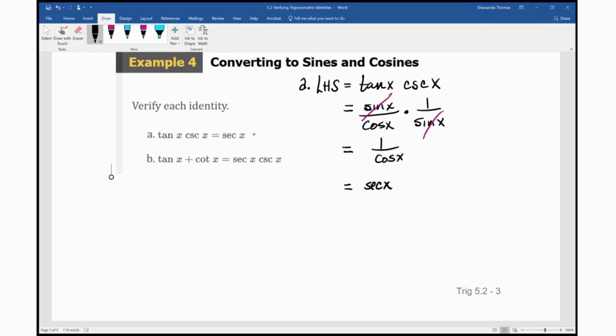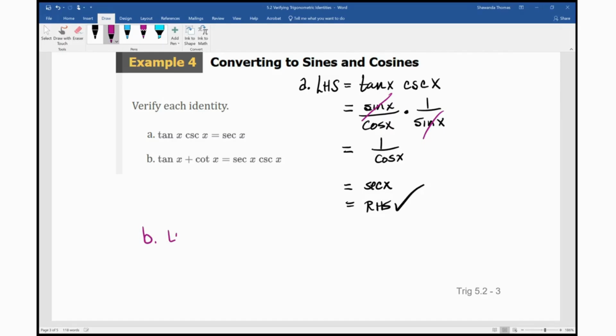So I always kind of have an idea of what's on the right side so that it won't be so hard to figure out what it is. Yes, that's what we wanted it to eventually equal, was secant x. All right. And that's the right hand side. So we're good with A. Let's look at B.